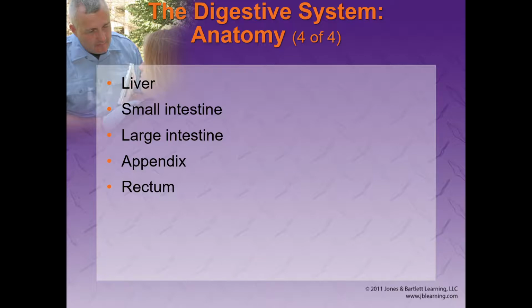Your appendix is a little teeny tube. It's about 3 or 4 inches long that opens into the cecum, which is that first portion of the intestine. It's in the right lower quadrant of the abdomen. If that becomes obstructed, inflamed, or infected, you have a condition that's called appendicitis. Appendicitis is actually a really, really common cause for severe abdominal distress. So that is why we bring it up in this A&P portion.